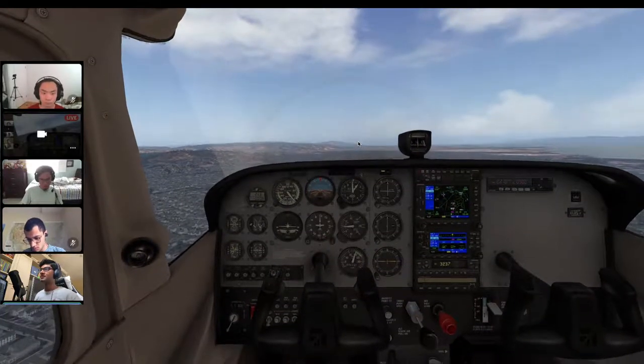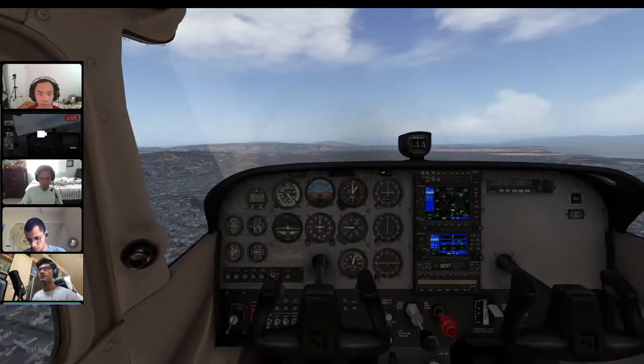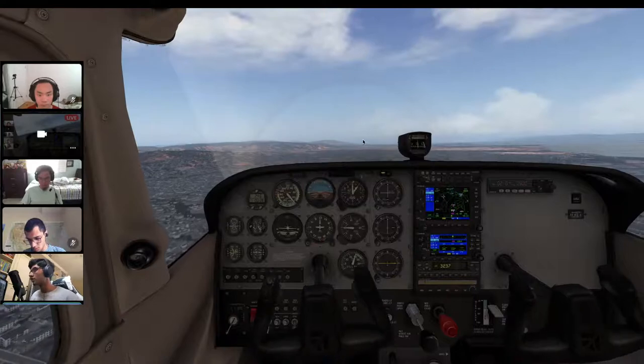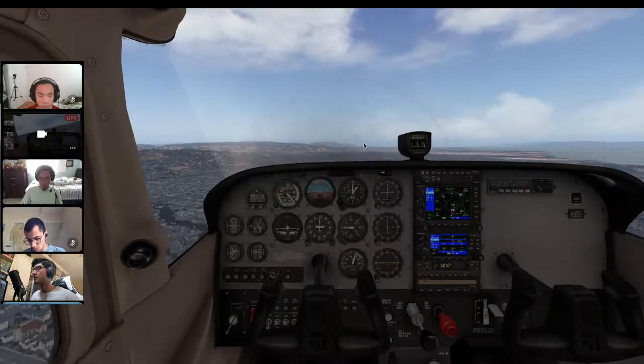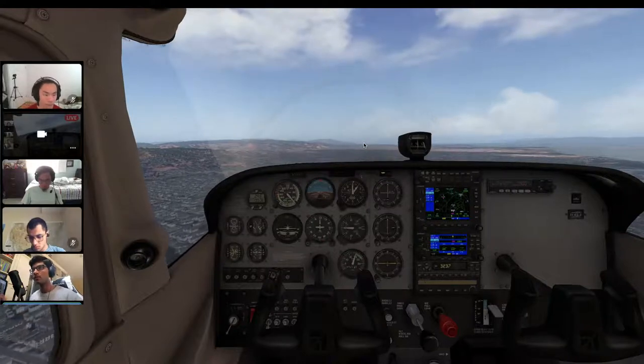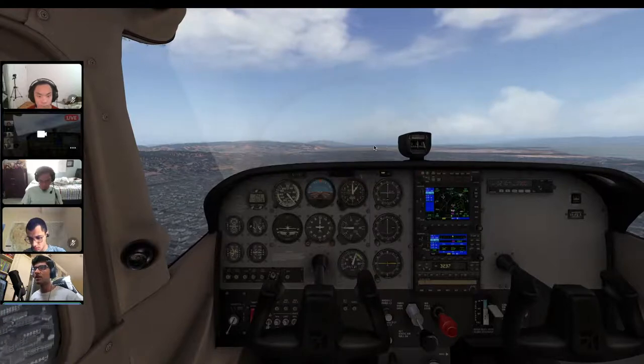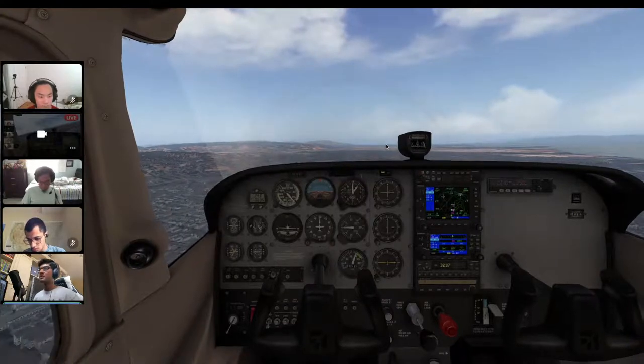November 172 Papa Papa, wind 280 at 17, runway 28 right, clear for the option. Clear for the option, 28 right, 172 Papa Papa.